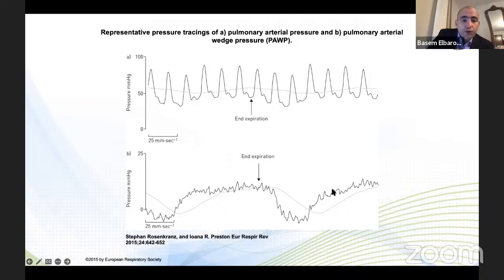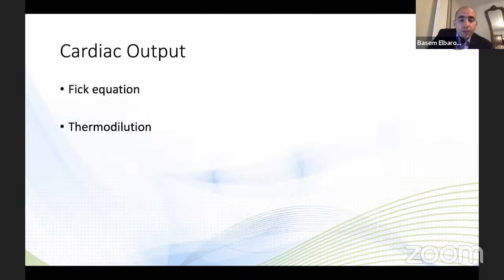So those are the four chambers and their pressure waveforms and what they normally look like. Next, I'm going to talk about cardiac output. Cardiac output is defined as heart rate multiplied by stroke volume, but we can't really measure stroke volume, at least not easily. Instead, the ways to measure cardiac output include either the Fick equation or thermodilution.